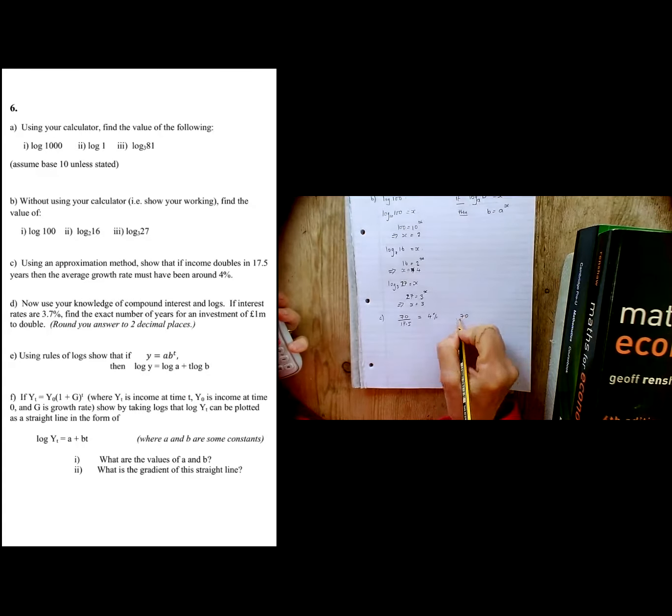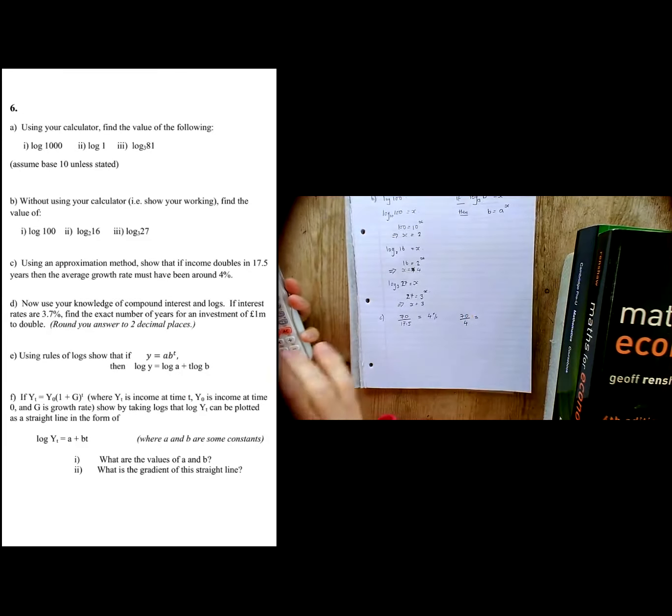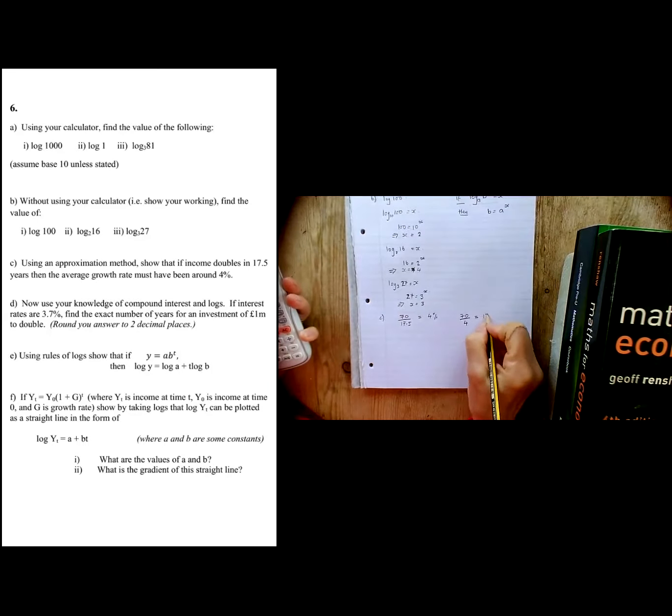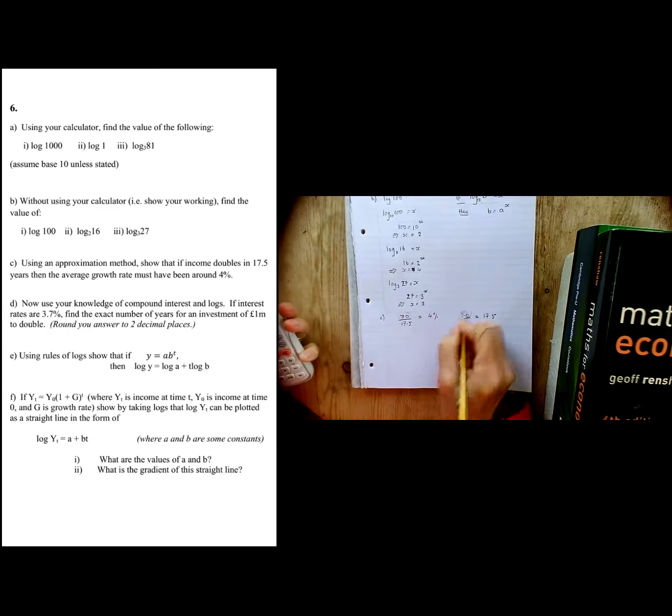Also, if we say at 4%, how long would it take to double? We can divide 70 by 4, and we get 17.5. So we can use it both ways. So it's a very useful approximation of the time it takes to double at a given interest rate.